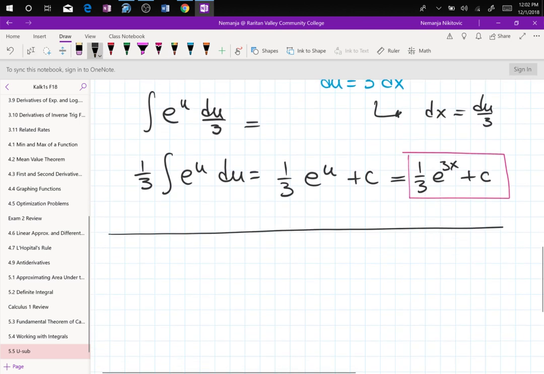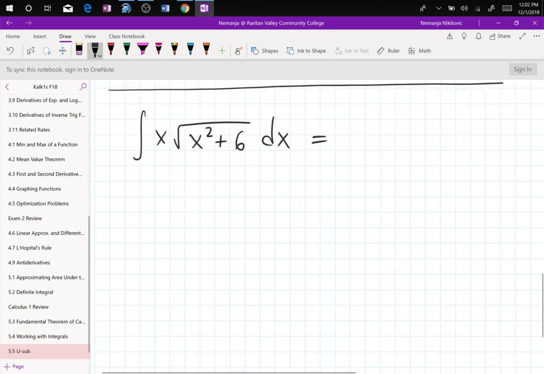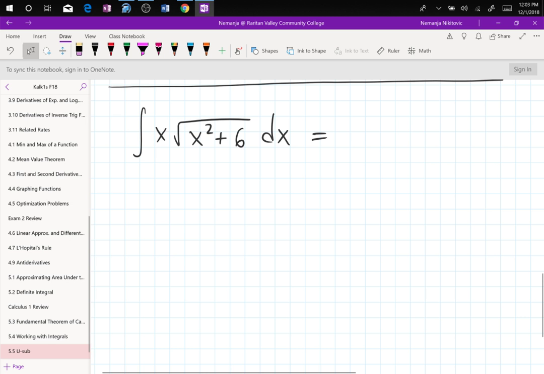Let's step it up a bit. Integral of x times the square root of x squared plus 3, let's do plus 6. I use 3 too much. dx. There is nothing you can do about this problem. You can't FOIL it. You can't distribute. You can't get rid of the square root. You can't separate x squared plus 6.